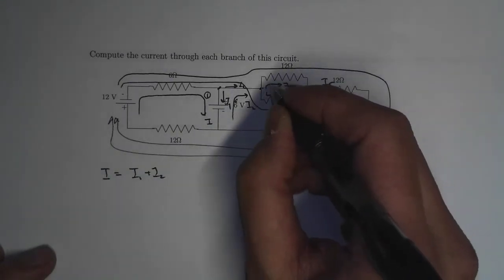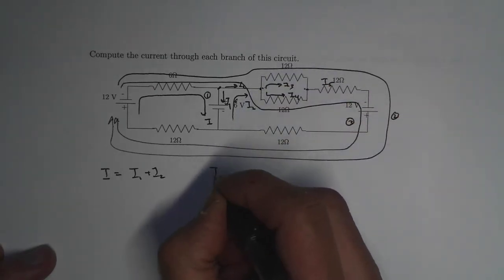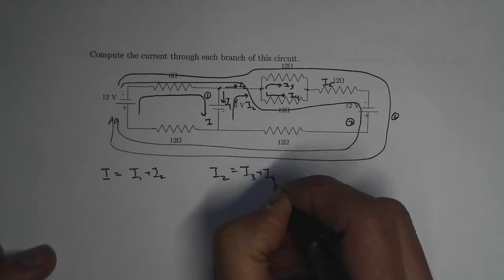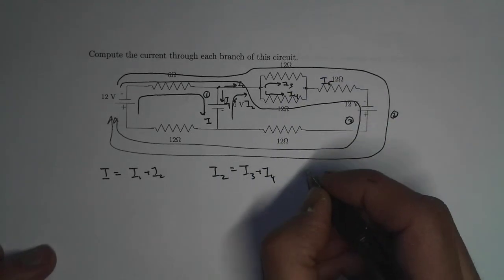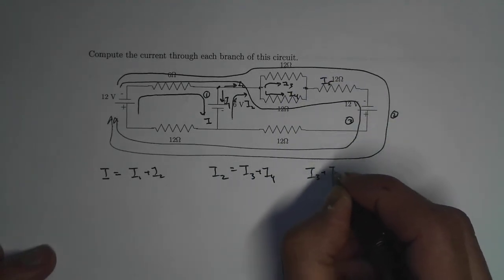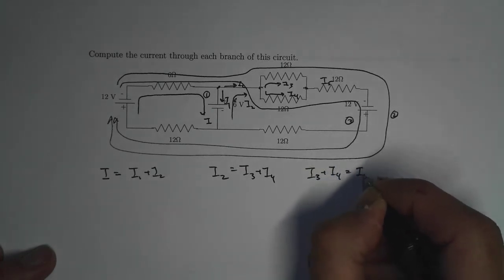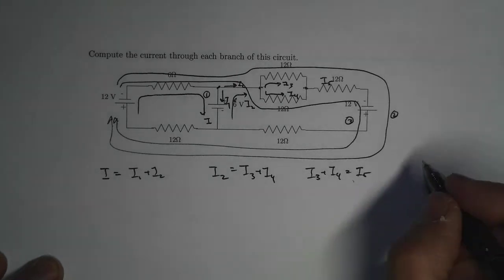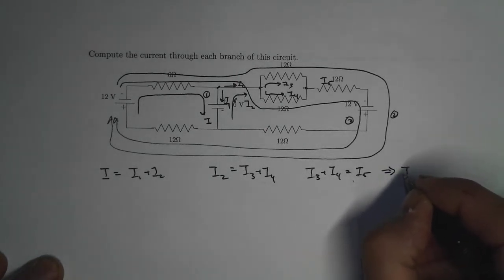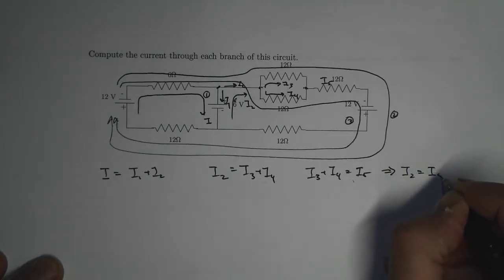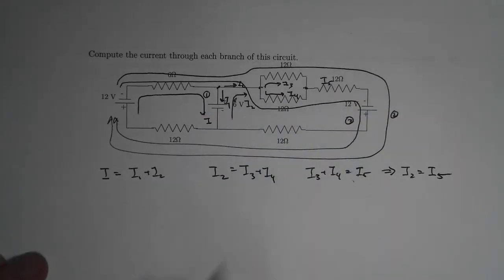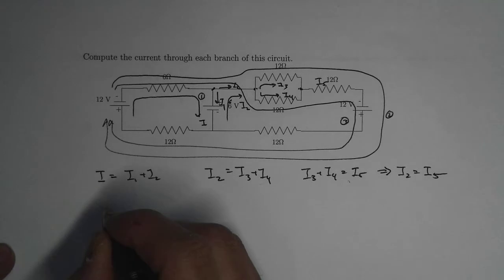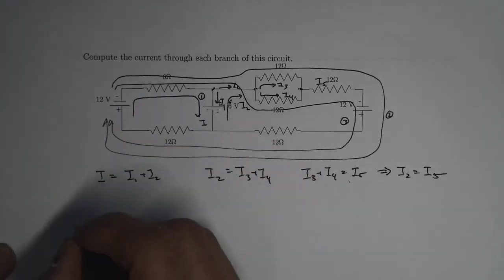At this junction here, I2 is equal to I3 plus I4. At this junction here, I3 plus I4 is equal to I5, right? And basically it becomes obvious from this statement here that this implies that I2 is equal to I5, right? Which completes everything. Okay, so if we do this, let's basically draw the I1 circuit first, right?